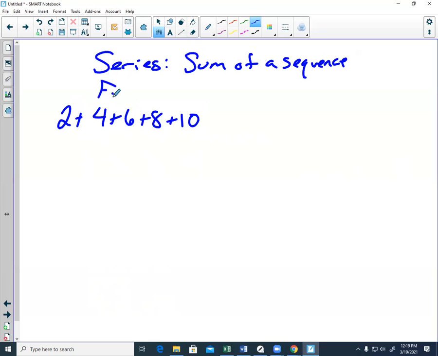If it stops, that is finite. If it doesn't stop, that is infinite.